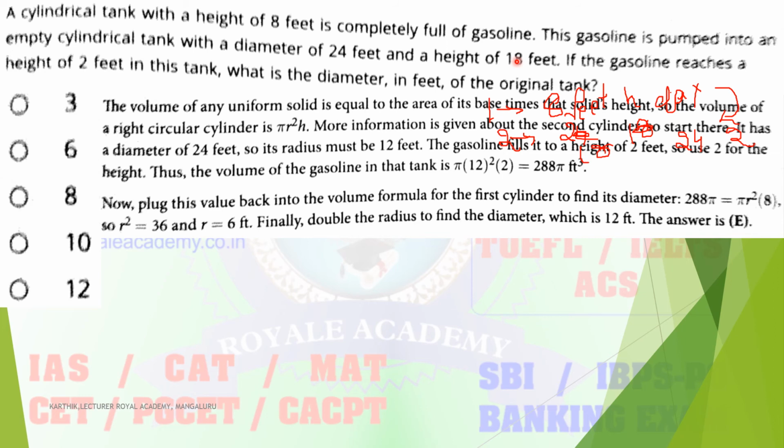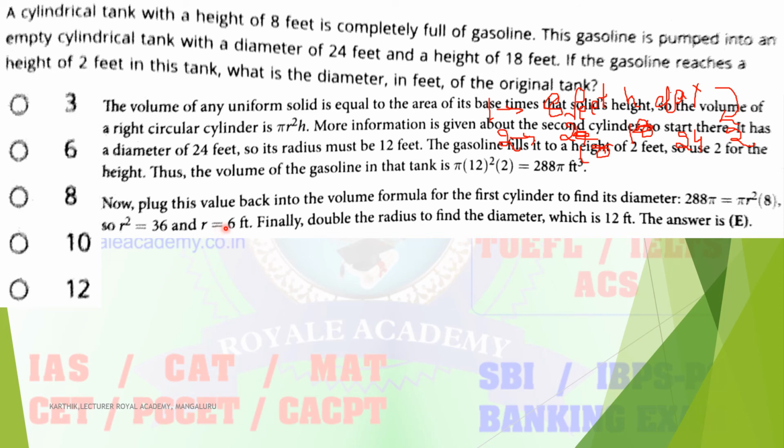So that is the total tank, but we need the amount of gasoline filled in that empty tank. Only 2 feet is filled in the empty tank. So the diameter is 24, so the radius is 12, and the amount of gasoline filled is only 2 feet. So that is pi r square into h. H is nothing but how much gasoline is filled in the empty tank. Don't consider this 18 feet, 18 feet is the total height of the tank. Okay, so you will get 288 into pi feet cube.